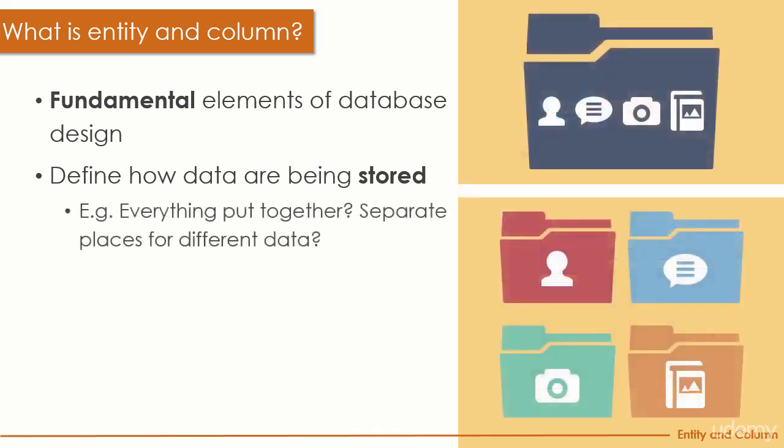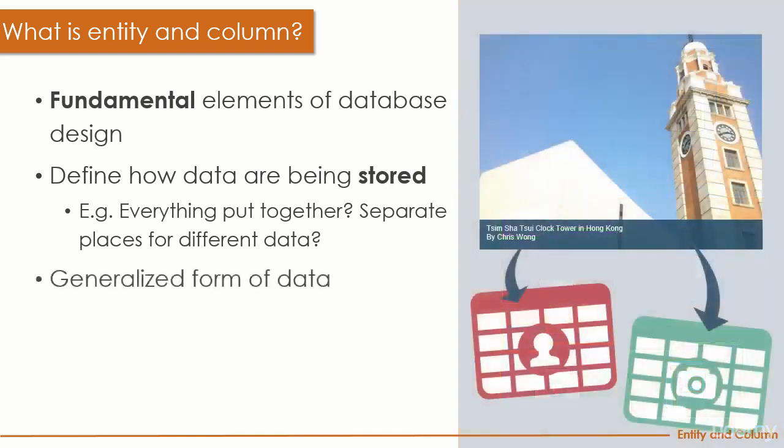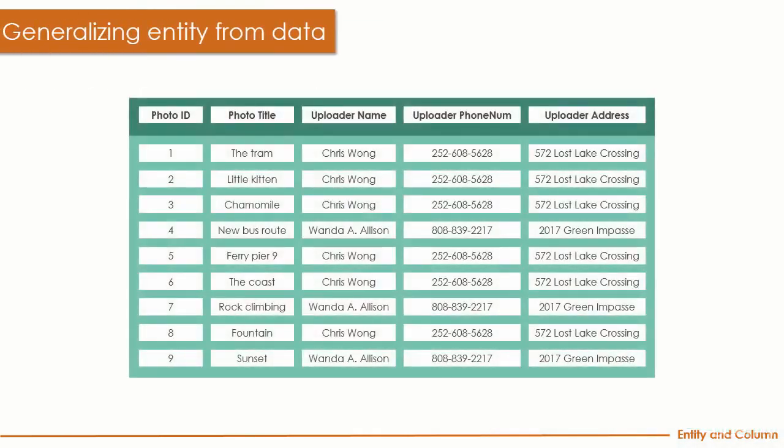For example, you can put everything in a single entity and then put all the attributes in the columns of the single entity, or you can spread it to different entities to store the data. In short, the entity is the generalized form of your data. Just like when we're talking about a photo, we will store the photo information and the uploader information. We can take a look at this example.